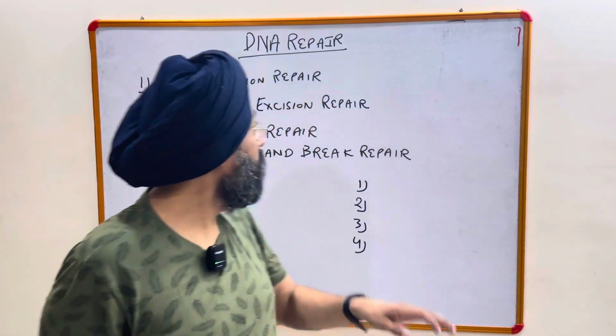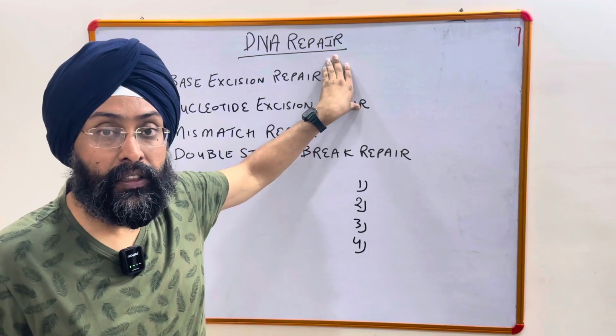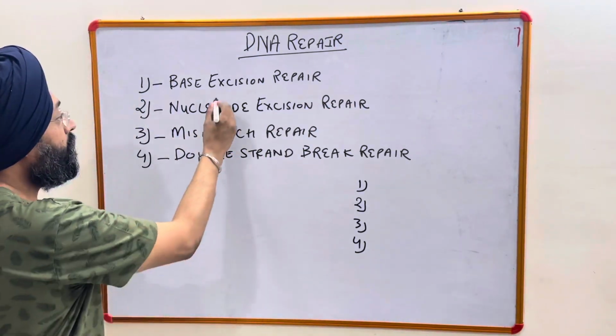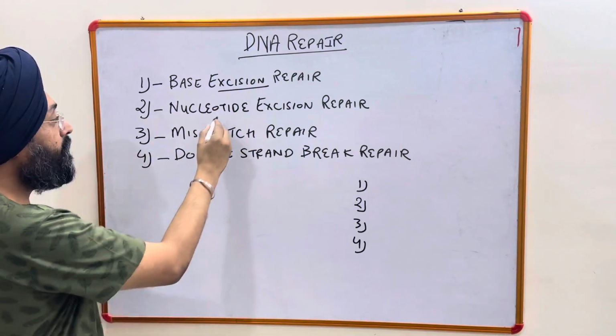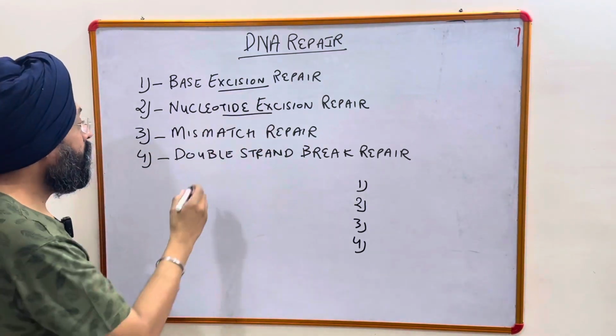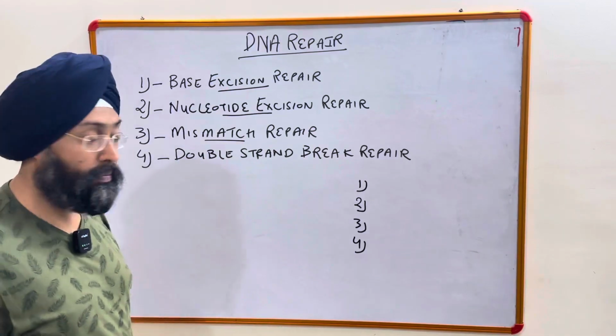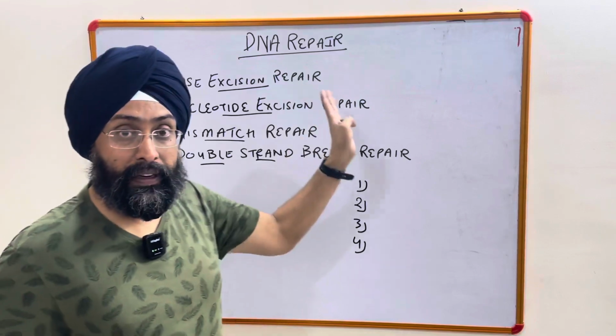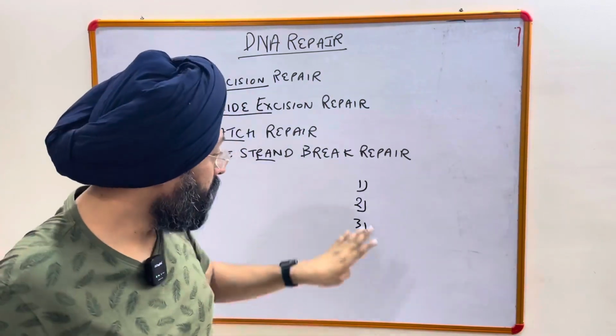In today's class, we'll discuss DNA repair, right? So there are four main categories. First is base excision repair. Second is nucleotide excision repair, third is mismatch repair, and the fourth is double strand break repair, right? In all these repairs, there are four things common that I will discuss.